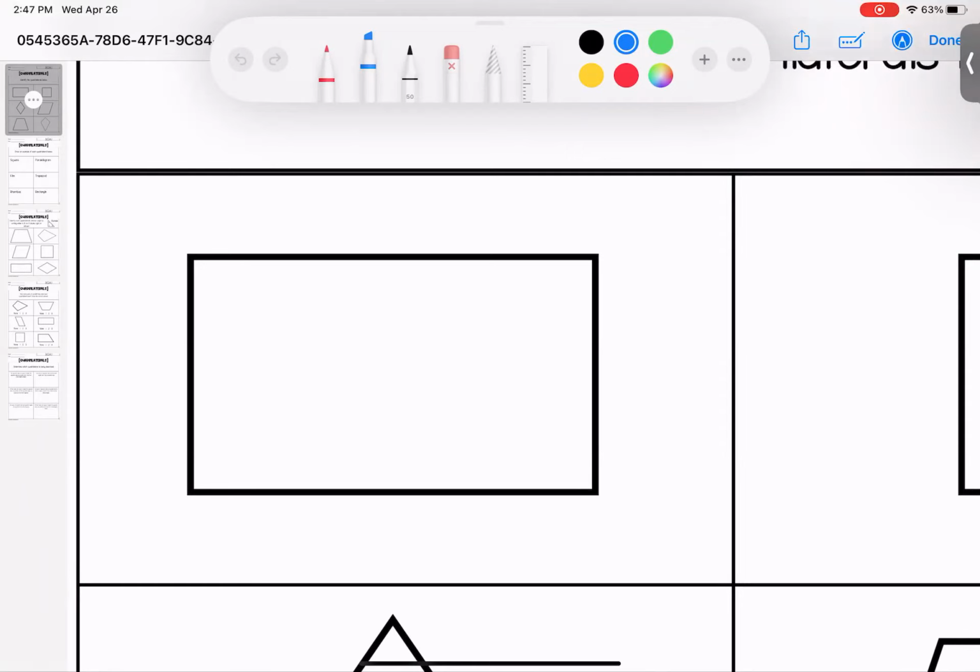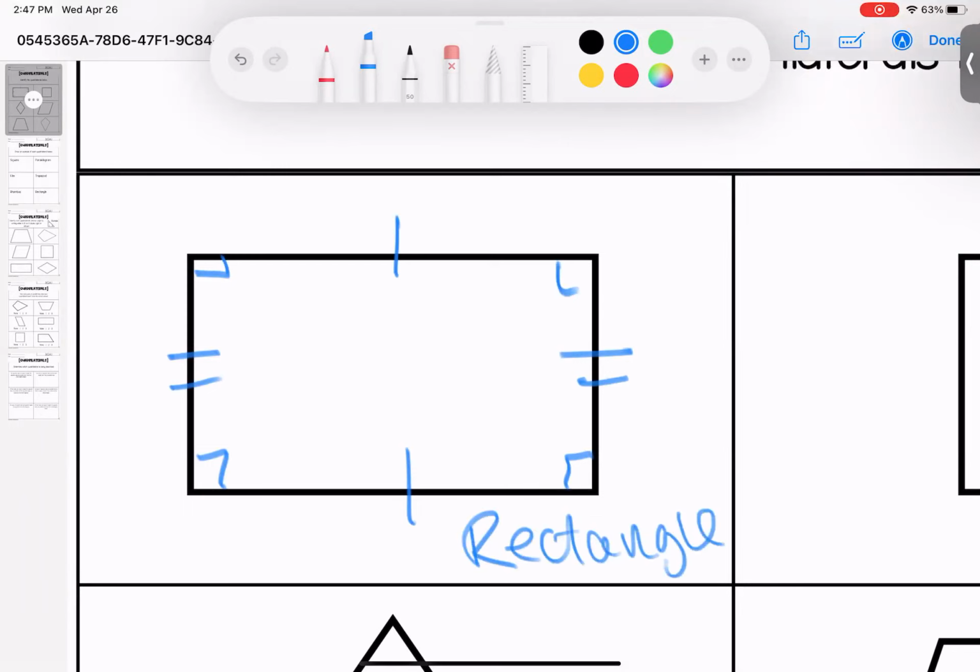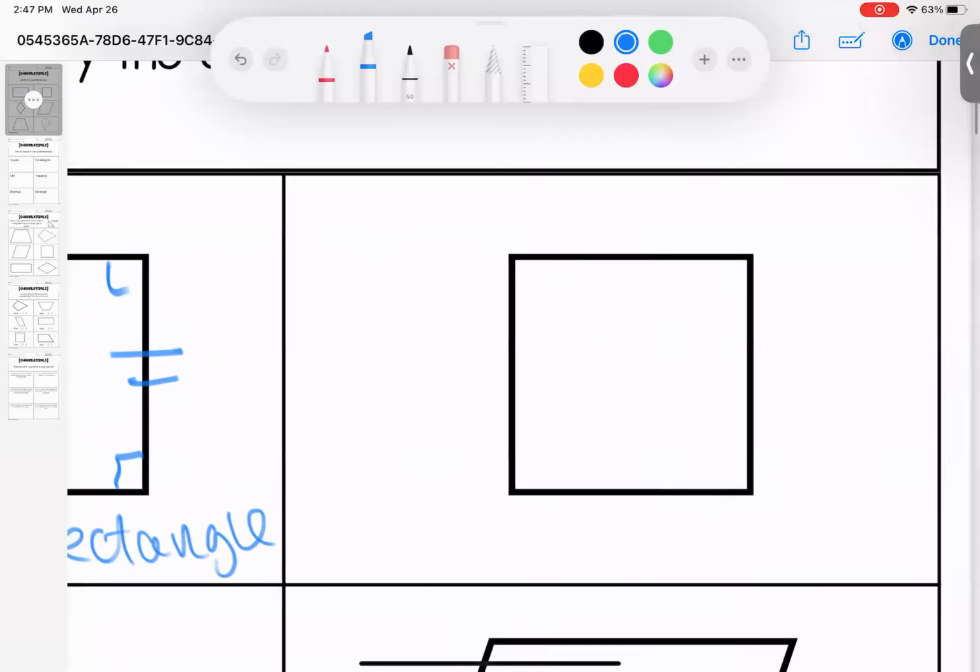We're going to start off by looking at some of their characteristics and talking about what that means. If we're looking at this first one, our opposite sides are congruent, or equal. We have four right angles, which means that this would be a rectangle. Opposite sides are congruent. We have two pairs of parallel sides. All four corners are a right angle. Over here, we have four congruent, or four equal sides, four right angles. This is a square.